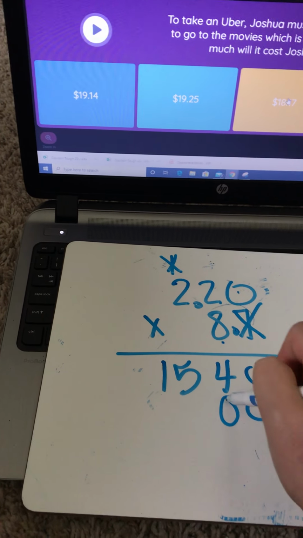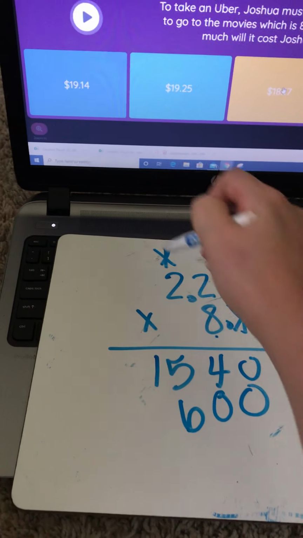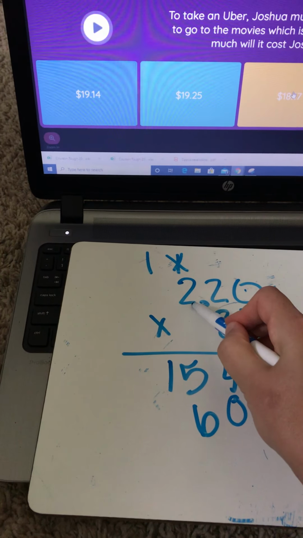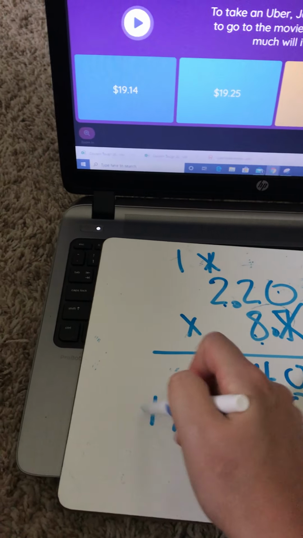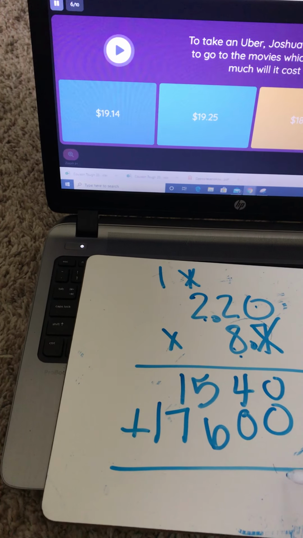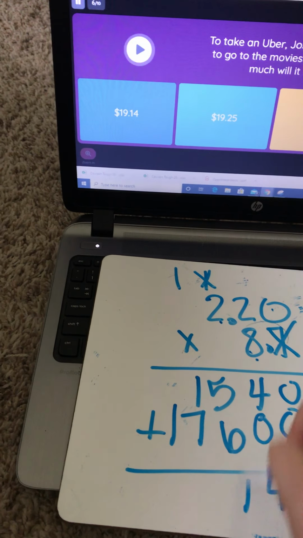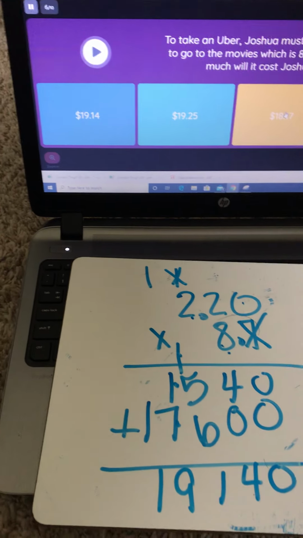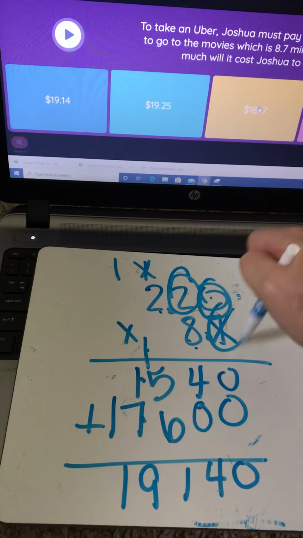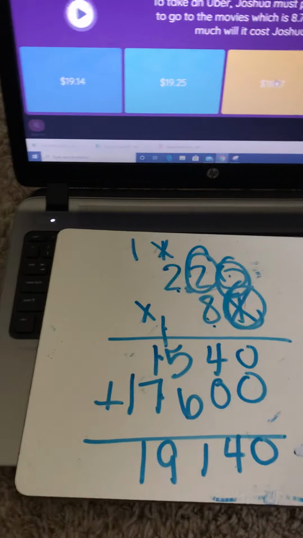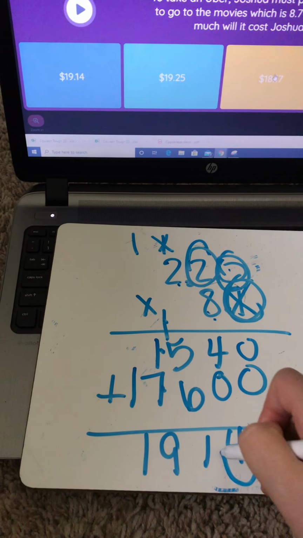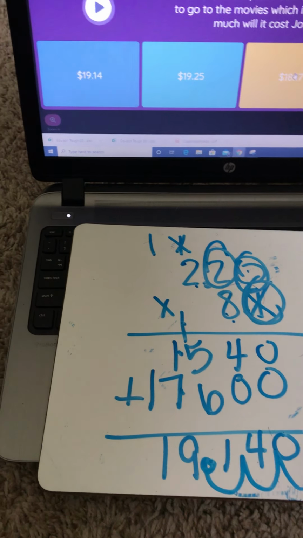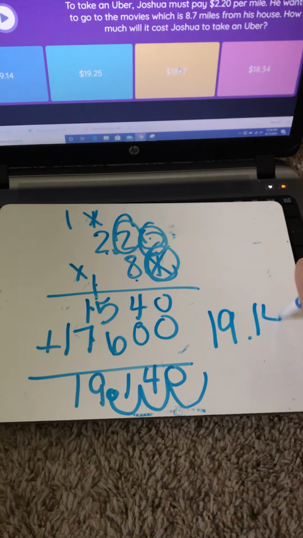8 times 0 is 0. 8 times 2 is 16, carry my 1. 8 times 2 is 16, plus 1 more is 17. I'm going to add these two partial products together. 7, 8, 9. Then I need to remember I have 1, 2, 3 digits behind my decimal. So in my product, I need to go 1, 2, 3 from the end, which gives me $19.14.